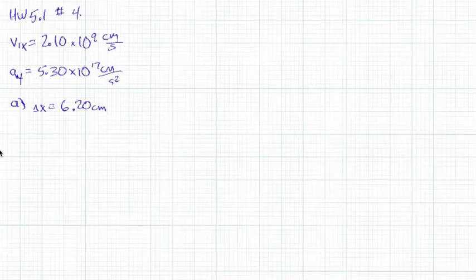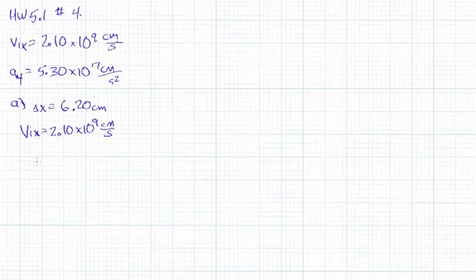We have an initial x velocity, V_ix, and that's 2.10 times 10 to the 9th centimeters per second, and we have an x displacement. Now you might say, wait a minute, what about that y acceleration? Doesn't that affect it at all? And the answer is no, it doesn't. It's in a different direction entirely. So all we care about is how long it takes for the electron to move a horizontal distance of 6.20 centimeters.